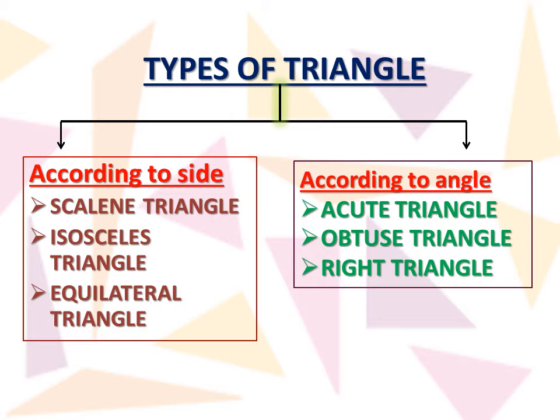Then we can mix and match these two types according to sides and angles, like scalene acute triangle, or isosceles right triangle. We can mix and match and make other types of triangles also. But basically, there are three types according to the sides and three types according to the angles, so basically there are six types of triangles.